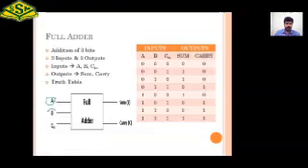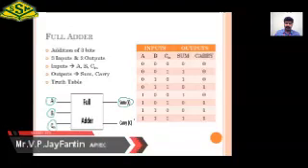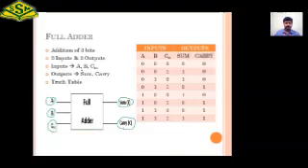Okay, it has three inputs A, B and C in. Similar to a half adder, it has two outputs, sum and carry. That is, usually we call this a C out. Yeah, that's about the carry.